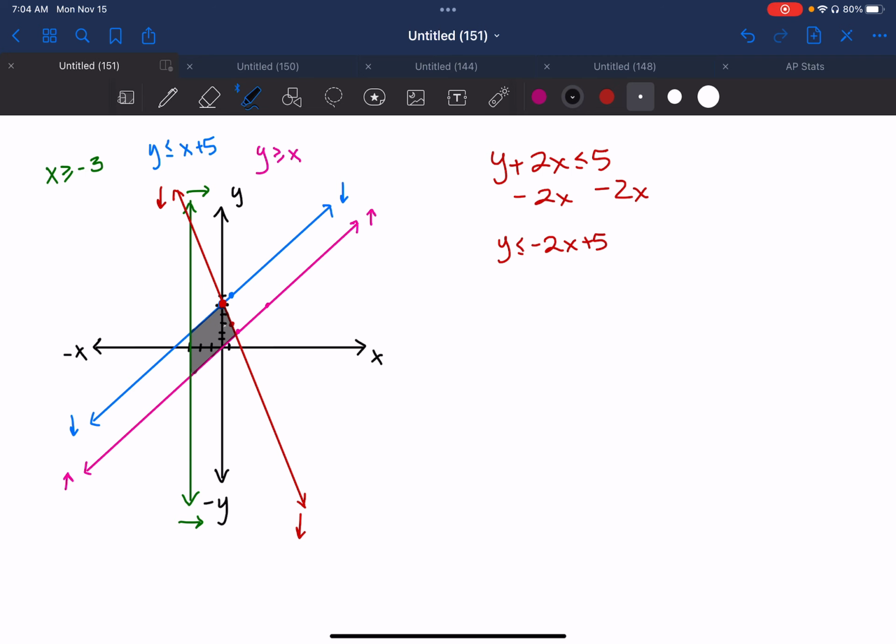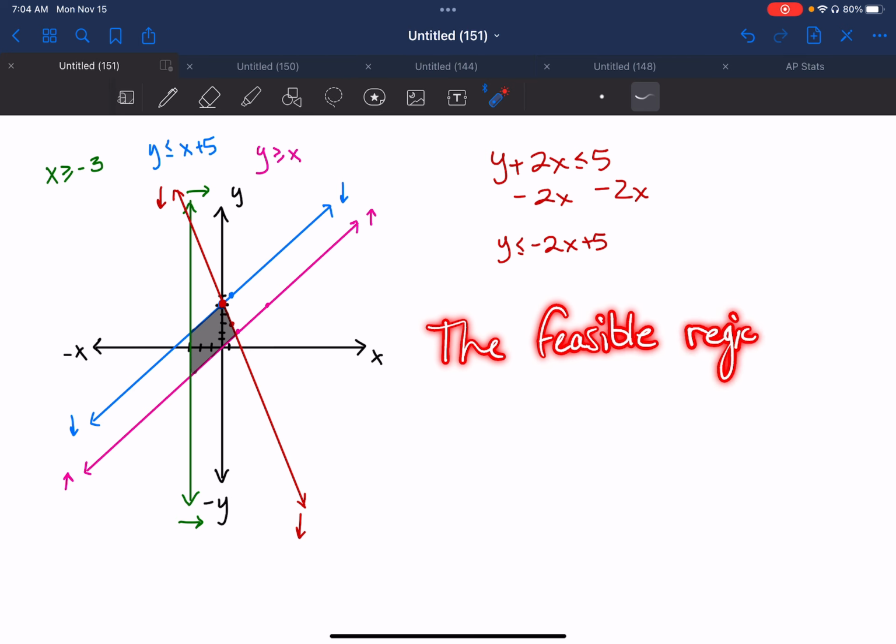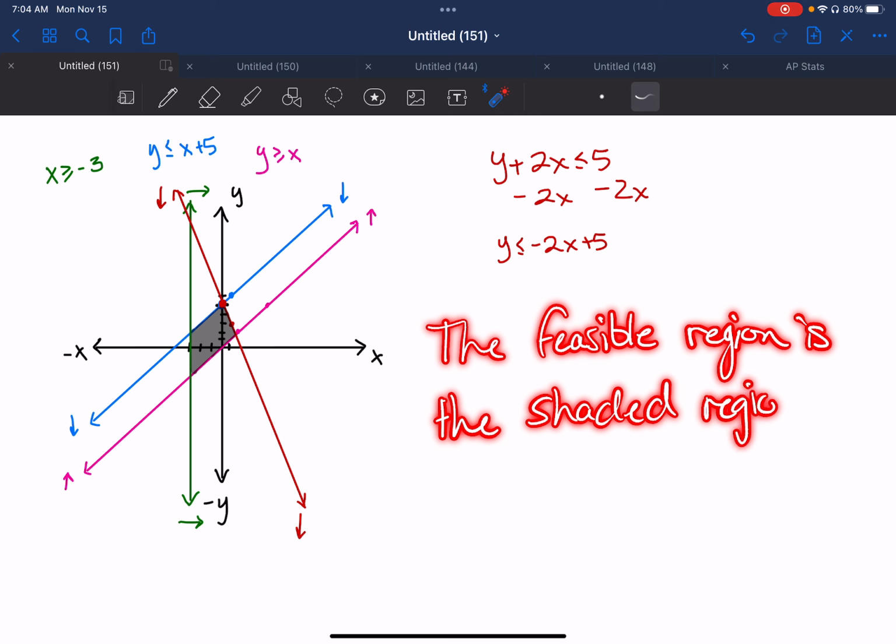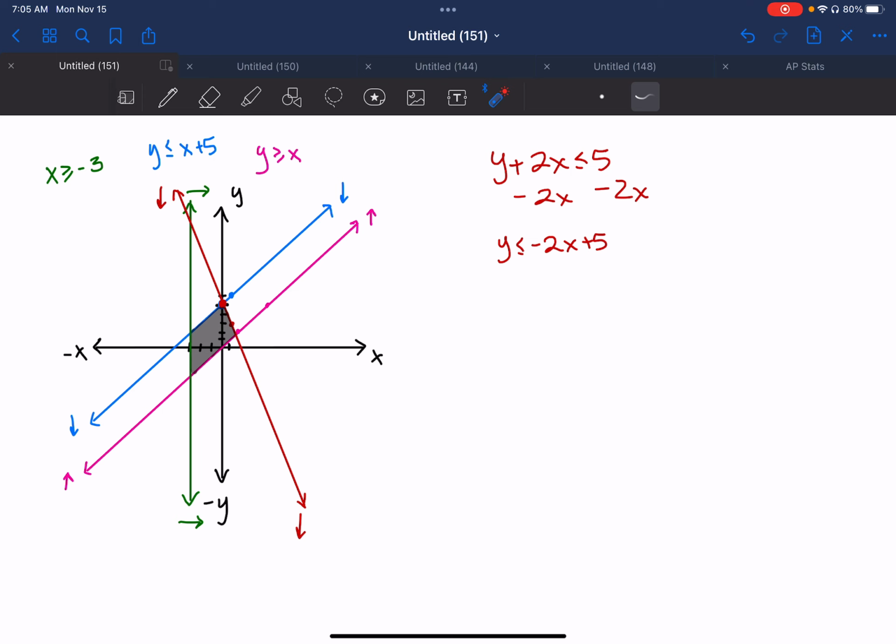And that is what we call the feasible region. The feasible region is the shaded region. So that is how we graph multiple inequalities, how we graph what we call a system of inequalities, where any point in here is a solution to all 4 equations in this case.